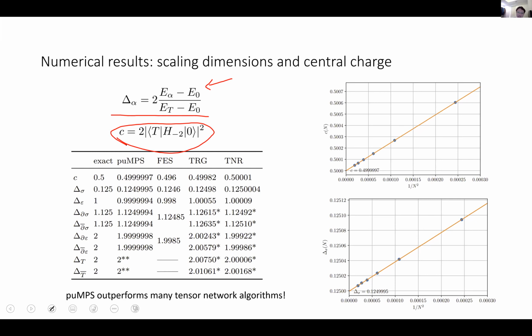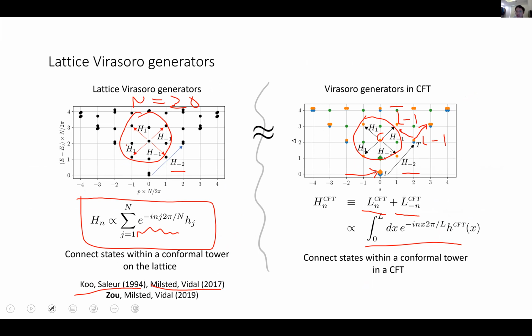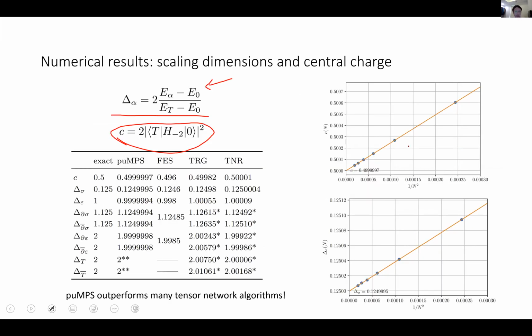That is, the central charge is given by the amplitude from the ground state to the T state by the Virasoro generator L minus 2. Sorry, what was the T state? The T state is the state at scaling dimension 2 and conformal spin 2. It's a state that is present in all CFTs and is connected by L minus 2 to the ground state. Okay. Thanks.